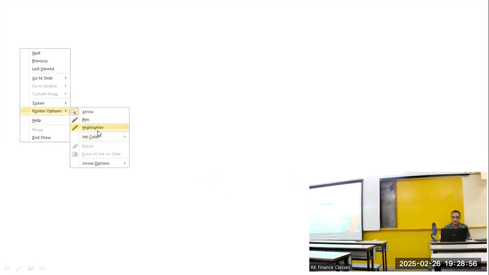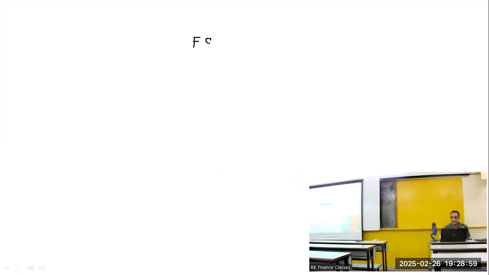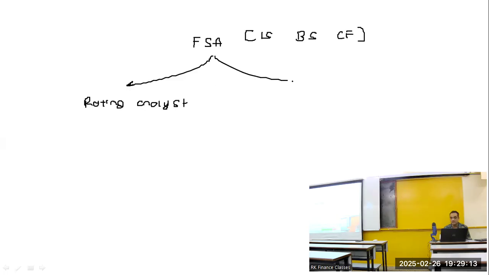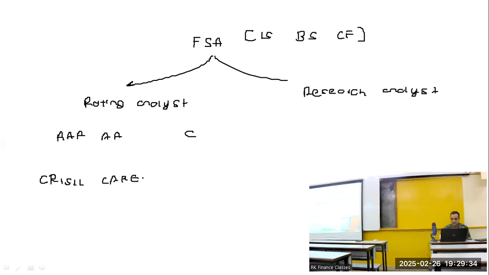Okay, so just put it like this. At the center, you mention financial statement analysis or FSA, which consists of income statement, balance sheet, and cash flow. Then two guys: rating analyst and research analyst. The rating analyst will come out with ratings like AAA, AA, C, etc. And the companies are CRISIL, CARE, ICRA.